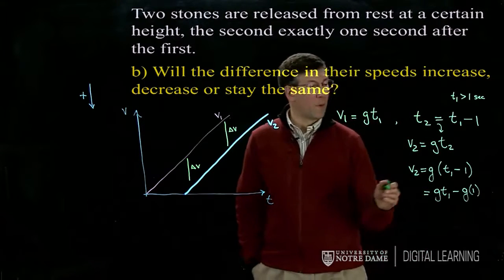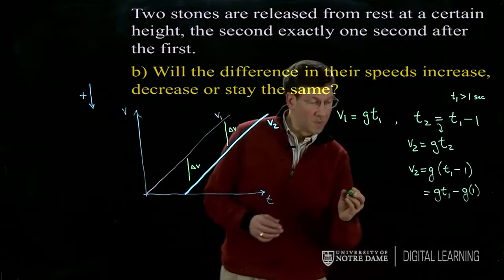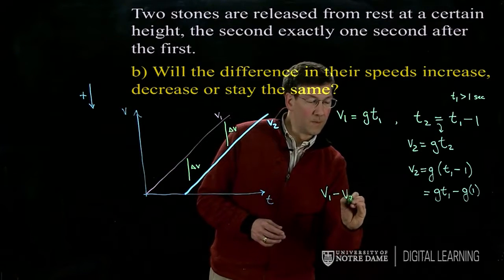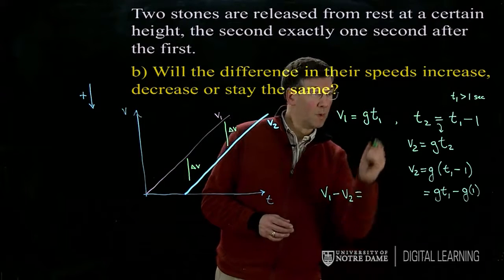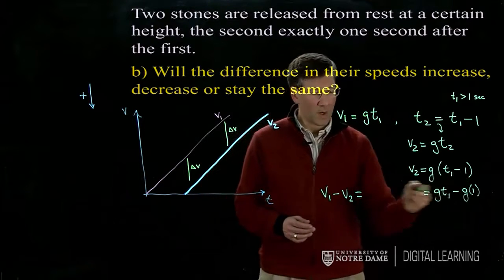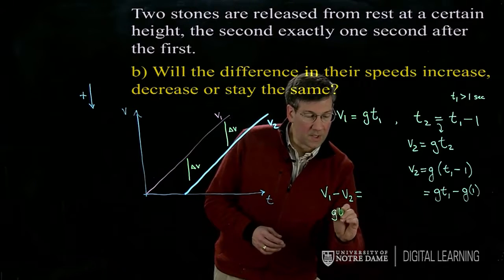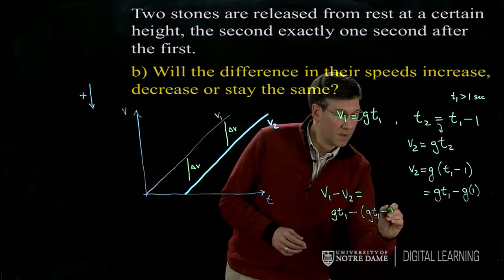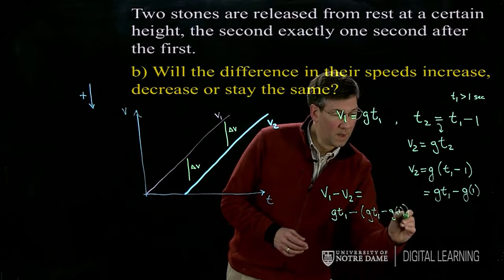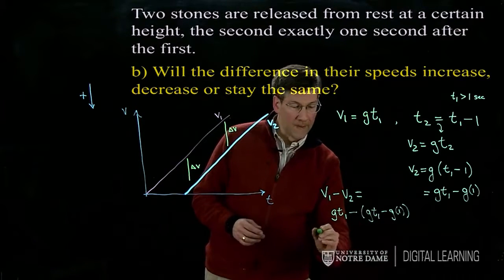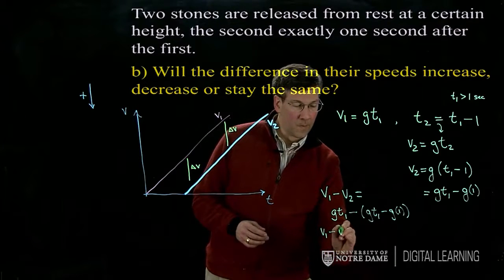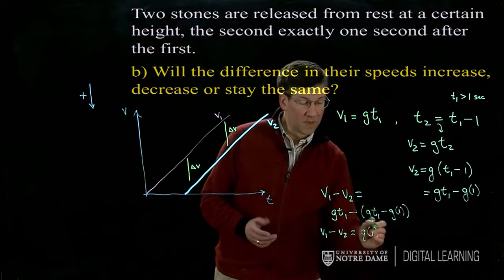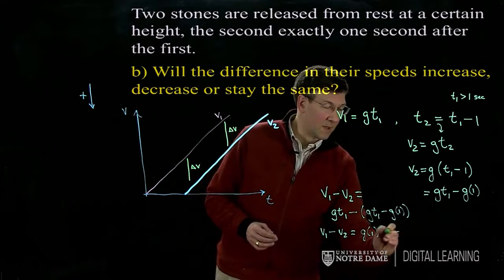And so if I want to write the difference in the two speeds here, I can write that v1 minus v2 is going to be equal to gt1 minus this quantity here. So that's gt1 minus gt1 minus g times 1 second. And so the difference in these two speeds, v1 minus v2, is equal to g times 1 second, meters per second. And so you can see that this is constant.